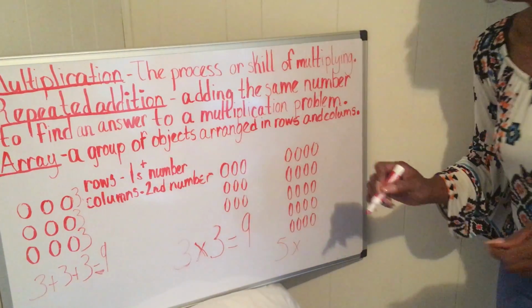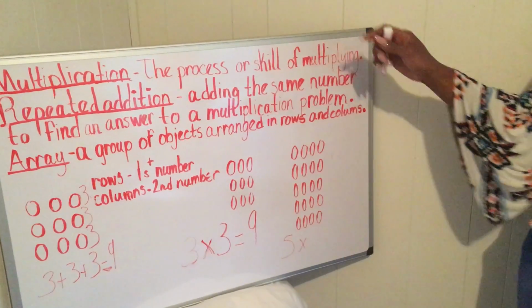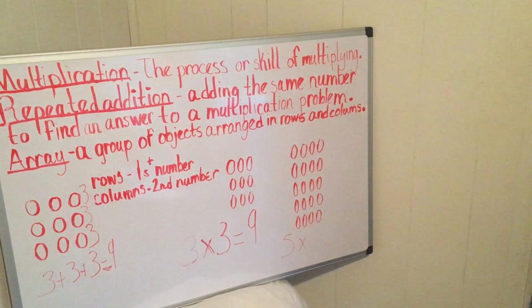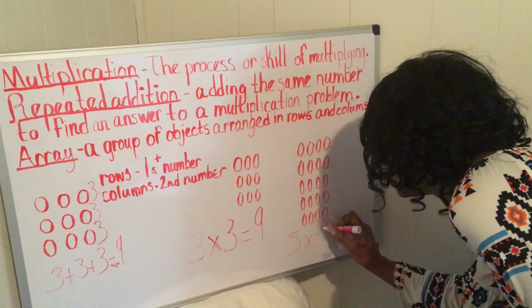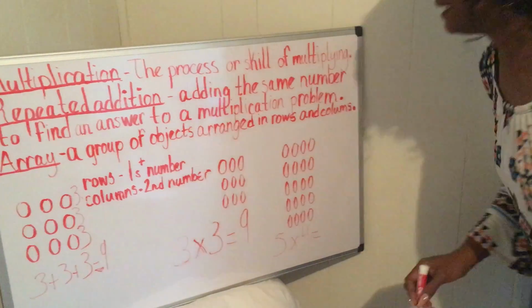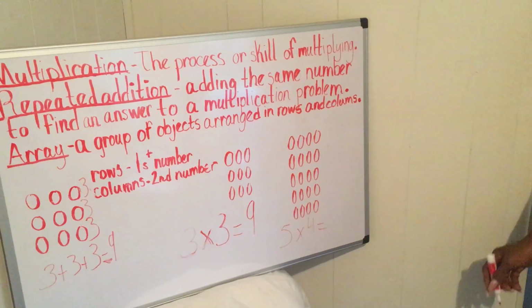Times symbol in the middle. And my second number is represented by what, guys? Columns. How many columns do we see? 4. 4 columns. Very good. And again, you didn't know what that was, which my children do because you guys have been taught. So what is 5 times 4? 20. However, if you did not know, you would count all of those up and you'd still get the result of 20.